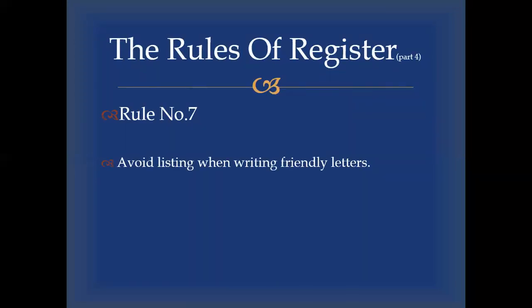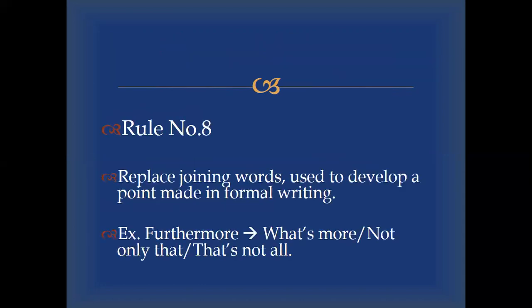Rule number 7 is avoid listing when writing friendly letters. What do we mean by listing here? People start saying firstly, secondly, thirdly, mom, dad, sister, and so on. All these types of listing and stating the obvious. So you need to avoid them, of course. For example, instead of saying the word firstly, you can say to start with, to begin with.